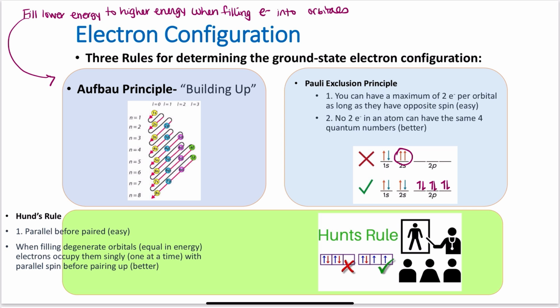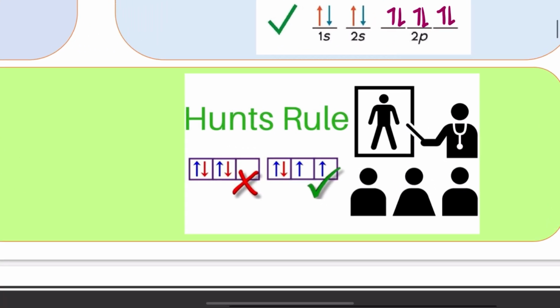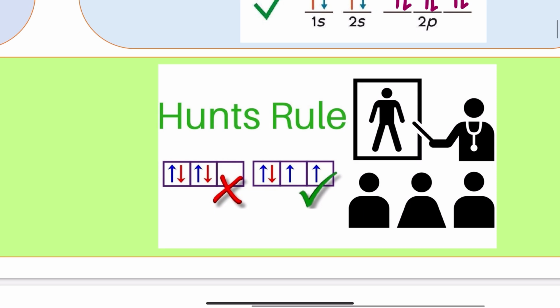The more difficult but more correct way of saying it is when filling degenerate orbitals. Degenerate just means they're equal in energy. Electrons occupy the orbitals singly, one at a time, with parallel spin before pairing up, which is the better way to say it. So again, I'm going to go back to Aufbau's principle in a second to show you how to construct that graph, but this is what I mean by Hund's rule.